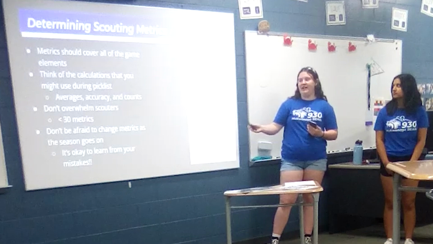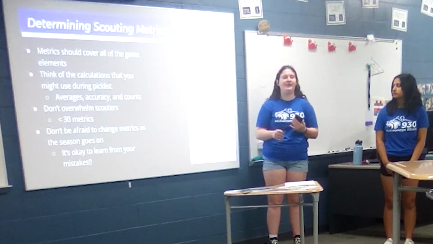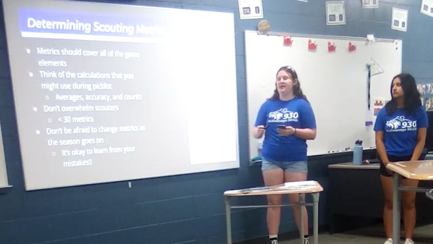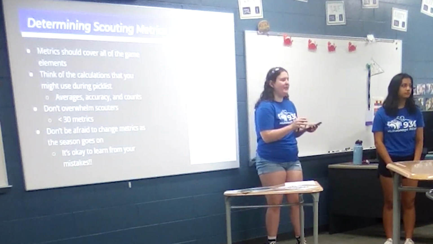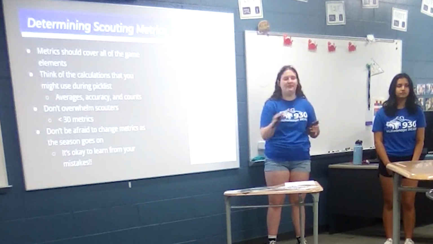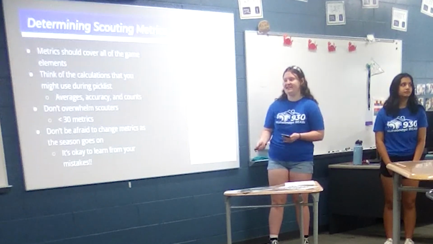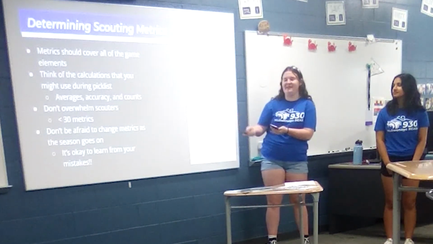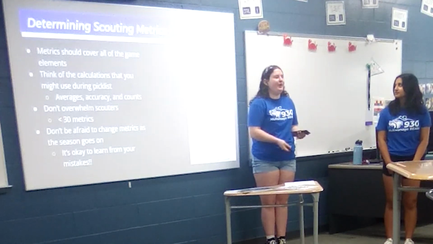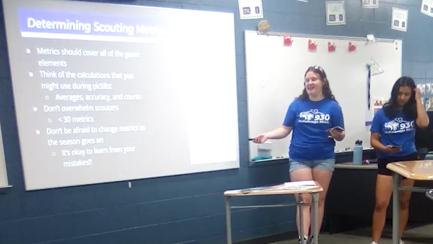But while covering all aspects of the game, and it's important to have good metrics, you don't want to overwhelm your scouters with too many metrics. So for our team, the golden rule is around 30 metrics is the best, the most that we use, because it can just get to be too much. You don't want your scouters in the stands doing this with 47 metrics, and then they're bored and they're tired and they don't want to be there anymore because you're making them scout so many metrics.